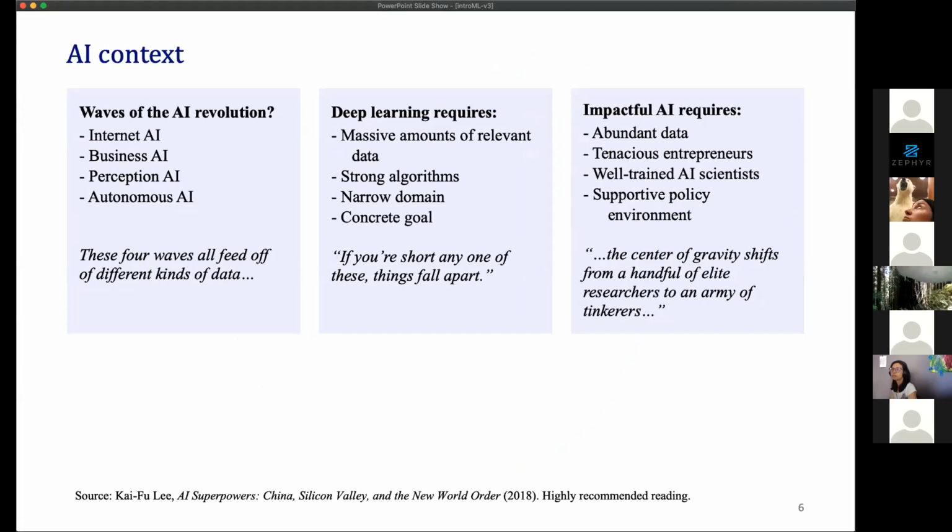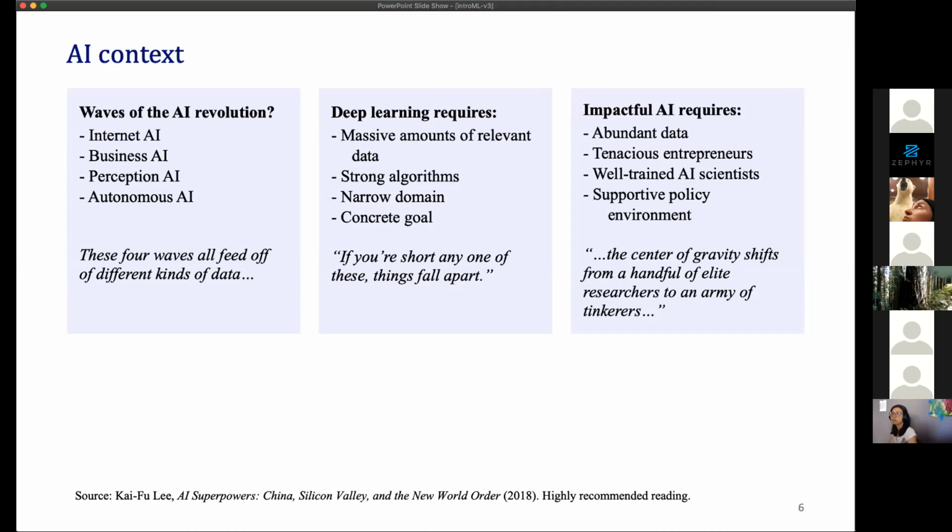One of the great books out there to get your mind around AI and where it's at is Kai-Fu Lee's book on AI superpowers, and I've stolen a little bit from his presentation here to put this in perspective. He talks about 4 waves of AI: internet AI, business AI, perception AI, and autonomous, and he says that we're between the second and the third right now. For most of the work we're doing, you really need 4 things: massive data, great algorithms, a narrow domain to apply this to, and a concrete goal. But really, that's in order to do the R&D on this. In order to make it practical, we need to get it out to a lot of people, and that's the point on the right-hand side.